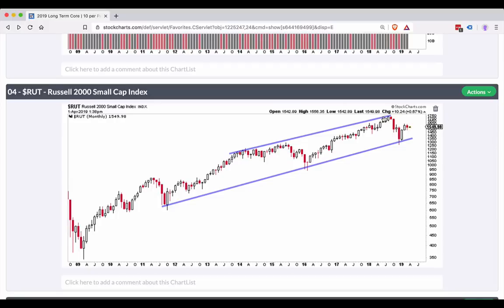But notice where we are in context here. It is still quite different than the S&P 500 and the Dow Jones, which are just 1% or 2% away from retesting their all-time highs. The Russell 2000 is much further away. It's about 200 points from testing its prior all-time highs back in 2018. So it's very much in the middle of this channel here.